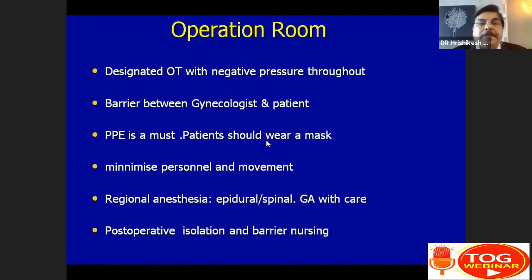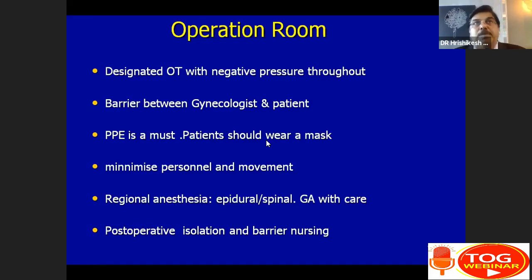As far as the operation room is concerned, you should have a designated OT with negative pressure throughout. What is negative pressure? There should be a suction so it can pull out the air from the operation theater. There should be a barrier. I feel that when you're doing a cesarean, there should be a barrier. The cloth barrier can be raised in most of our operation theaters nowadays. There should be a cloth barrier between the gynecologist and the patient. The PPE usage is a must.